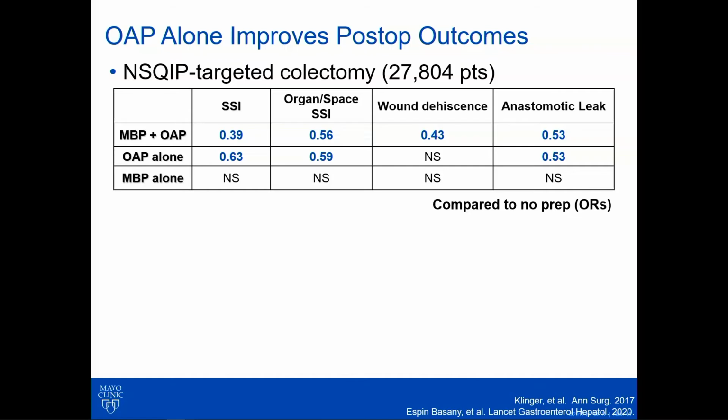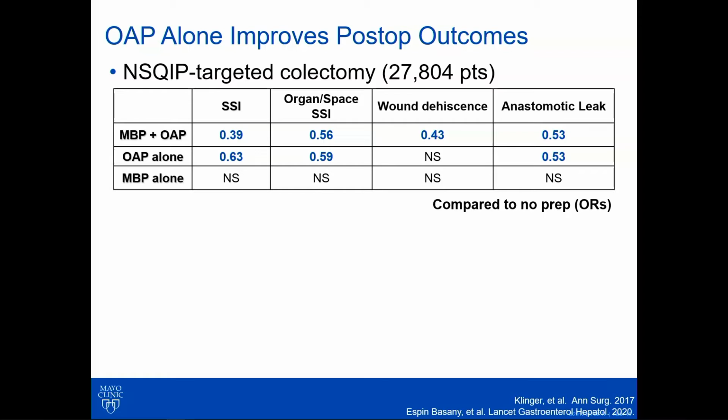This is the second of the NSQIP targeted colectomy studies, 27,000 patients, almost 28,000. And when it was sliced and diced down to mechanical prep alone, oral antibiotic prep alone, or mechanical prep plus oral prep, you can see that all of these odds ratios are actually significant if there's a number there. So mechanical prep plus oral antibiotics or oral antibiotic alone decrease the rate of all surgical site infections, organ space surgical site infections, so abscesses, and anastomotic leak.